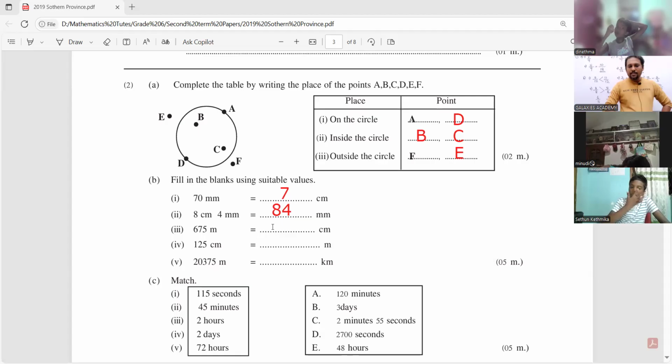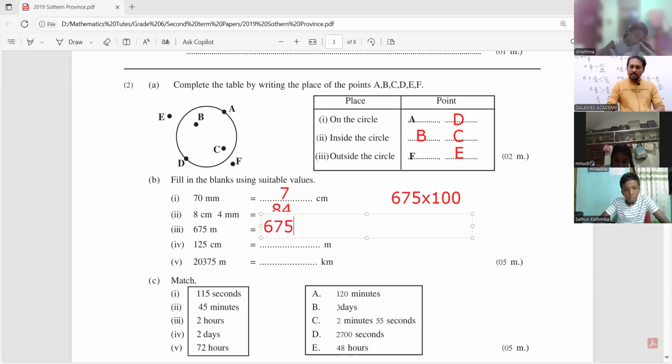675 meters, you have to write in centimeters. 1 meter equals 100 centimeters. So you have to multiply 675 by 100. When you multiply by 100, you have to put two zeros at the end of this number. No? So what is the answer? 67,500.